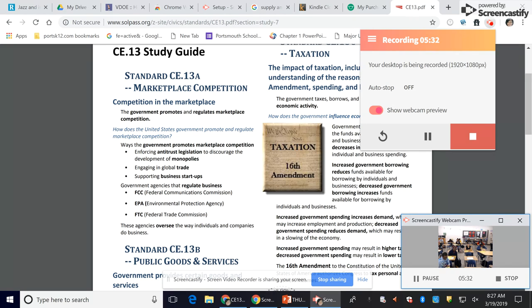Now, there are 3 government agencies that regulate business. The FCC, the EPA, and the FTC. How many of you know anything about either of the 3? Just 2 people? Tell me what you know and about which agency.